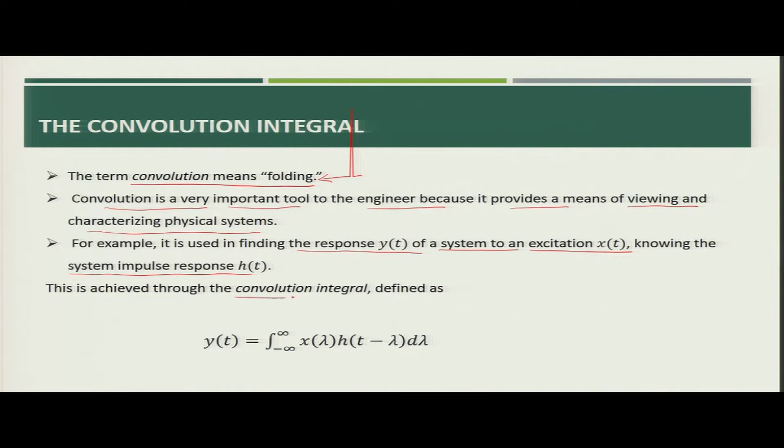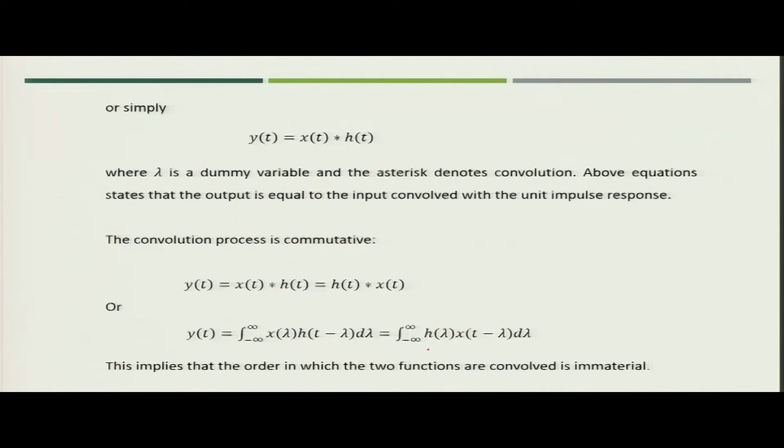So, how will we achieve the convolution integral? The convolution integral is defined like this, where the system response is y(t) and we integrate from minus infinity to infinity x(lambda) into h(t minus lambda) d lambda. Here h is the impulse response, lambda is a dummy variable, and x(lambda) is the excitation x(t). When you take the convolution of both, x and h, you get the response y(t).